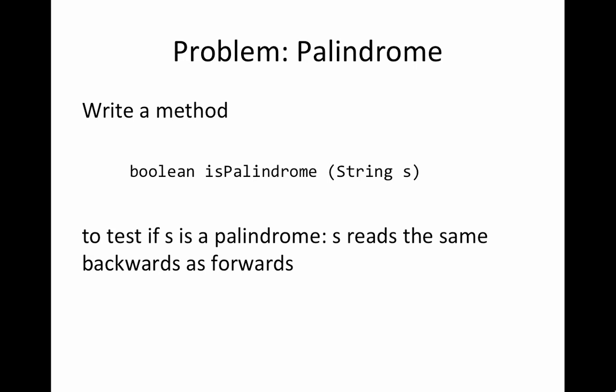Now that we have all the experience from implementing the reverse method, let's go one step further. We now want to write a method that will be checking whether a particular string is a palindrome. And S is a palindrome if S reads the same backwards and forwards. For example, consider the word Anna. It will read exactly the same from right to left as it will from left to right.